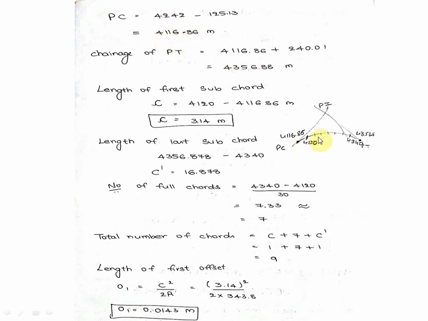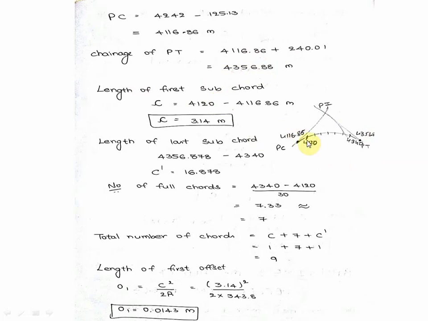4116.86 meter. Again, to get the chainage at PT, you just add the length of curve to PC. Chainage at PC plus length of curve gives the chainage at PT, right? Again, that is 4356.8. So how will you calculate the length of the first subchord?